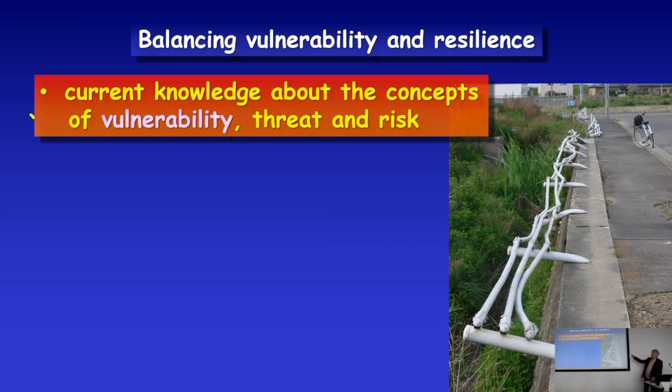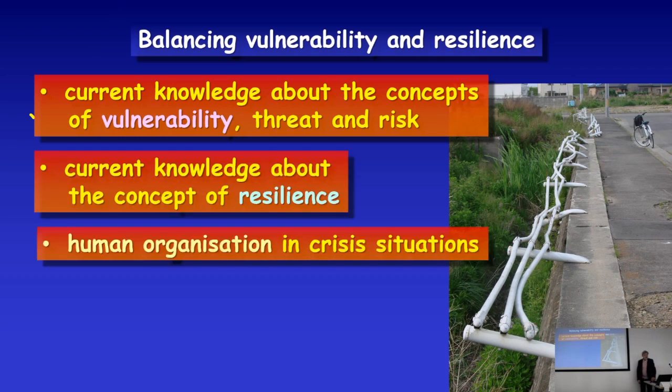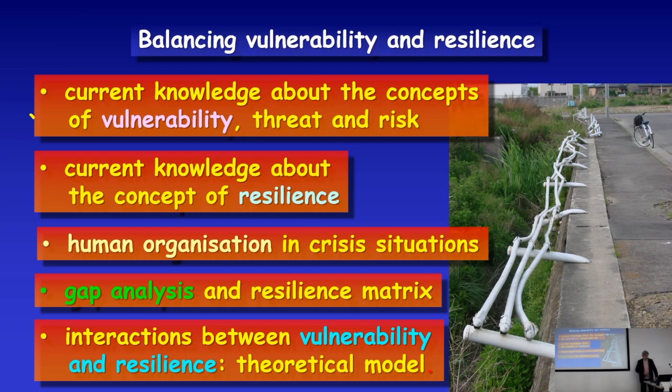Anyway, we've got to look at current knowledge and how that is evolving of both concepts. We've got to look at how people organise in crisis situations and for them and after them in recovery. We've got to do a gap analysis and a resilience matrix of some kind and produce some kind of theoretical model that shows how vulnerability and resilience interact and balance each other or don't balance each other, bearing in mind the dynamic kind of it. Well, that will take you more than 3 days, but you can make a start now.